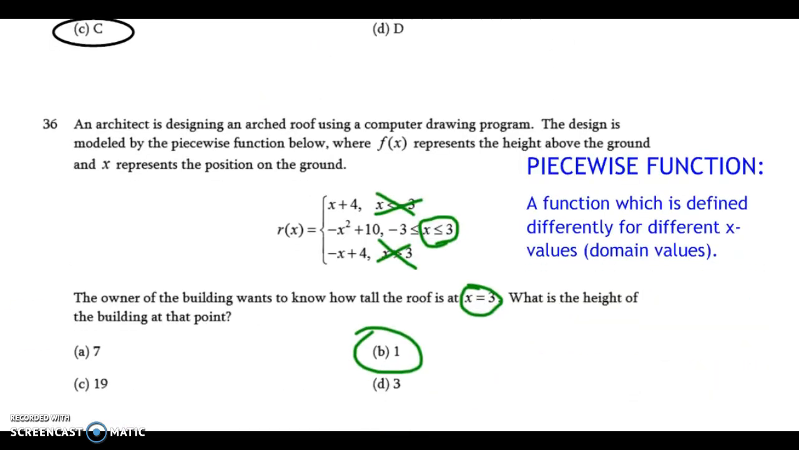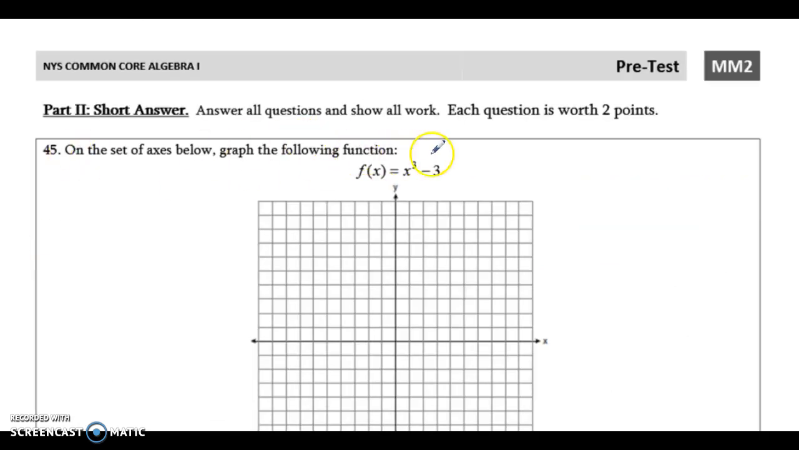We're going to move on now to the short answer questions. The first short answer question gives us a function and says graph the following function. Anytime you get a question like this, you say, oh, thank you so much, Regents writers. All you have to do is take this equation, put it into your calculator, and graph the points that it gives you. So we'll take a look at our calculator and find the appropriate points.